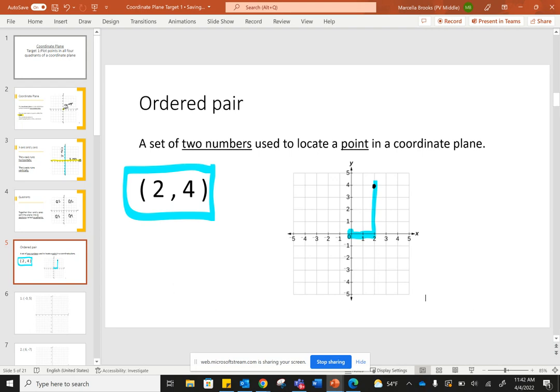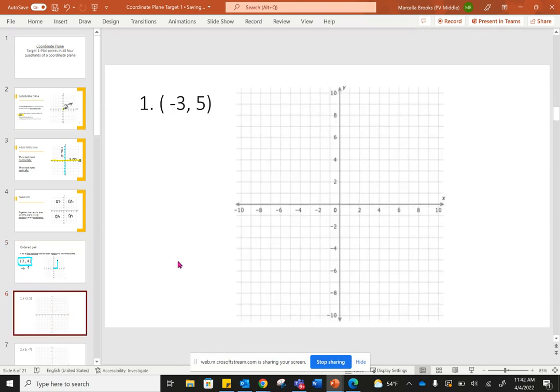So that's what you can use your highlighter for, to show the path from the origin. If it's a positive first number, that means you're going right. A positive second number, that means you're going up. So 2 positives means right and up. So now we're just going to practice graphing points.